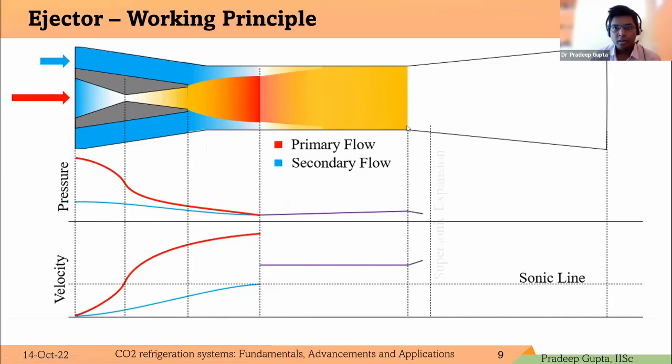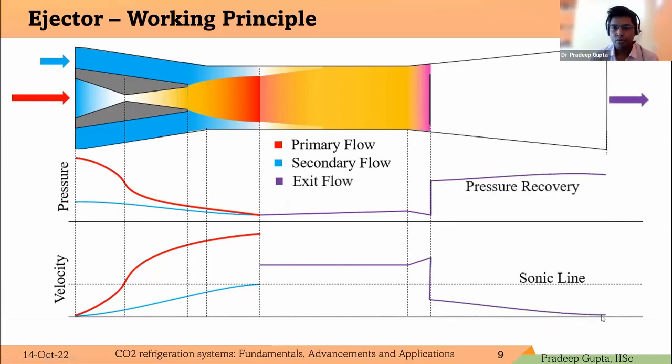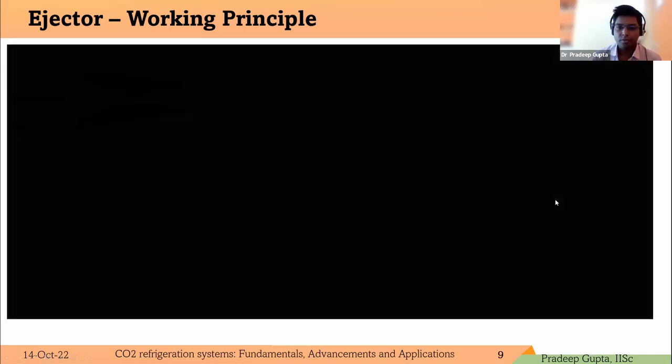Mixing is completed, and the completely mixed flow is supersonic, so it expands further in the diffuser, and then it produces a shock that turns the flow to subsonic, and the subsonic flow expands in the diffuser for the pressure recovery.